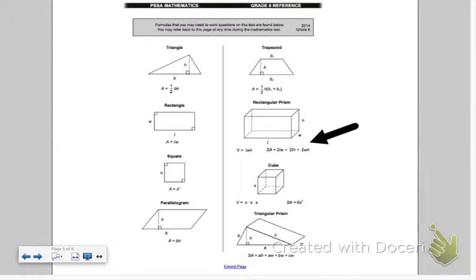You're doing 2 times everything because you're going to have 2 faces that are going to be congruent. So if you know the top, times it by 2, you'll have the bottom. If you know the left, times it by 2, you'll have the right. If you know the front, times it by 2, you'll have the back.